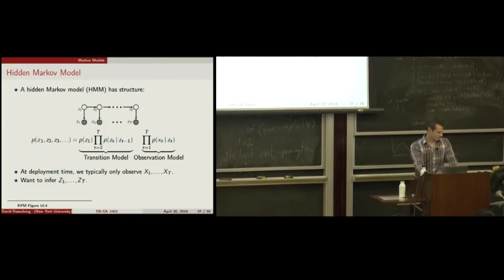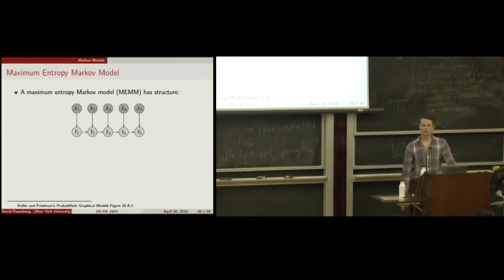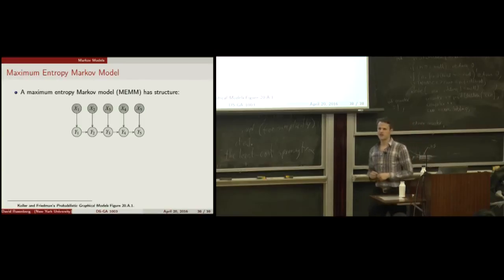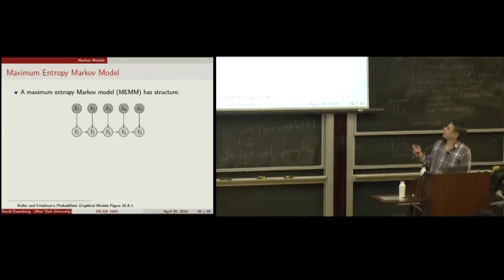Okay. So next is an example where we've flipped the arrows. So here the x's point to the z's, right? This was an idea. So what I've drawn here is called a maximum entropy Markov model. It could also be a conditional random, no, I'll just say maximum entropy Markov model.